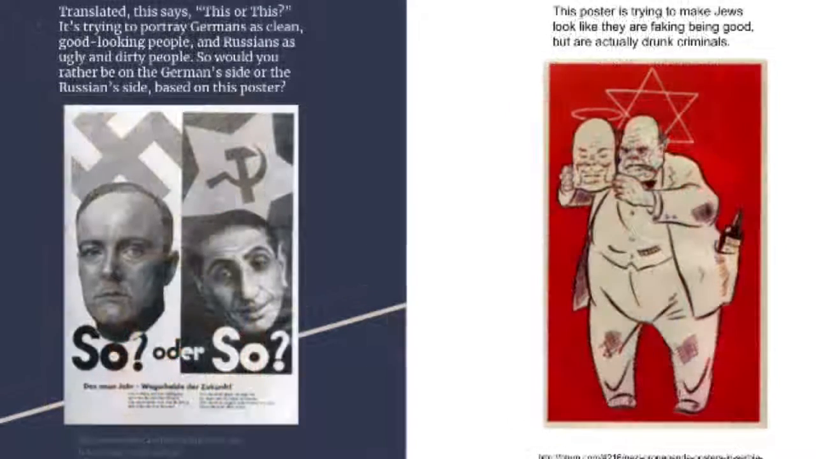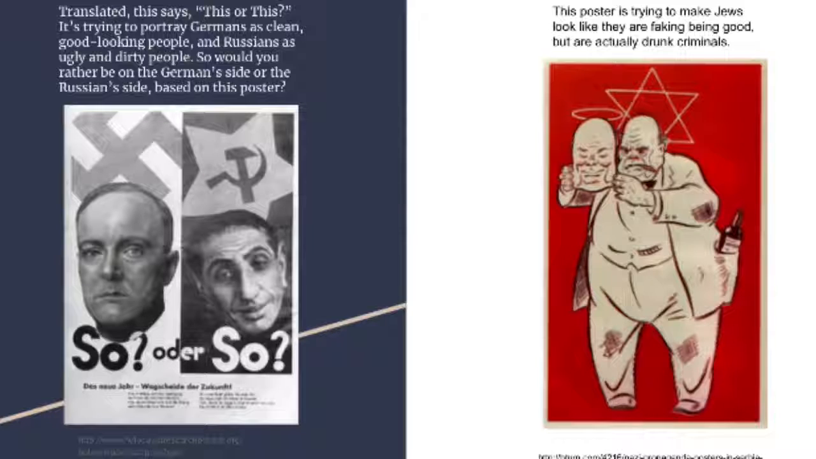In the third example, the poster basically says this or this. It's trying to portray Germans as clean and good-looking people and Russians as ugly and dirty people. So would you rather be on the German side or the Russian side based on this poster? The Nazis would put these posters up so the Germans would want to be on the Nazi side and to turn them away from the Russians.